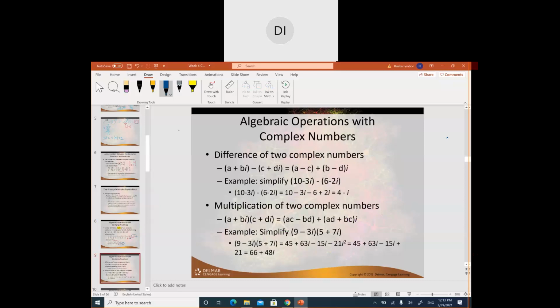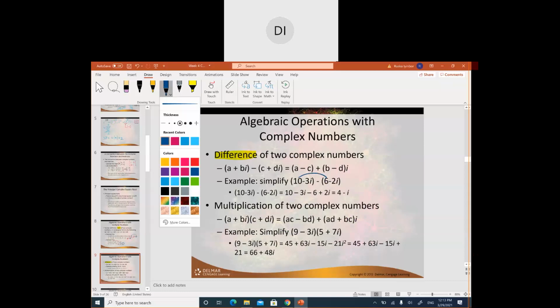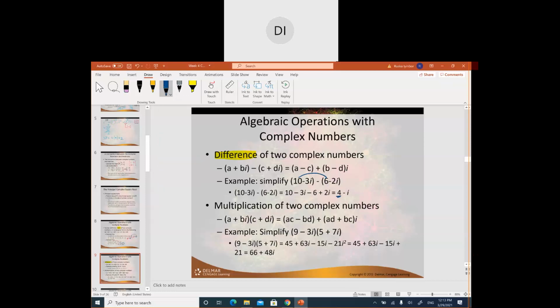Okay. The next one is going to be subtraction, or the difference of two complex numbers. So here we're doing pretty much the same. But when you have minus, you're going to subtract 10 minus 6, which is what? 4, right? And you're also going to subtract negative 3 minus 2i. Now, when you subtract a minus, be careful, minus becomes positive 2.